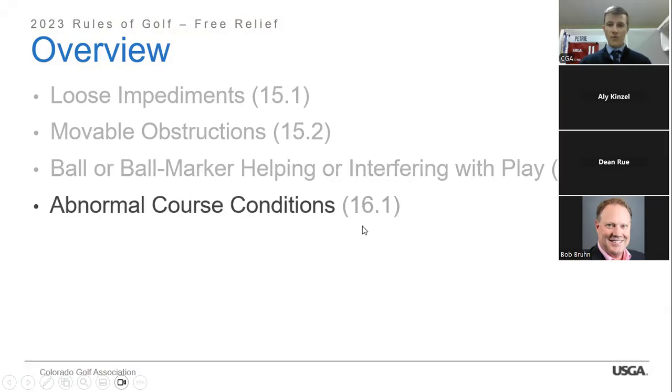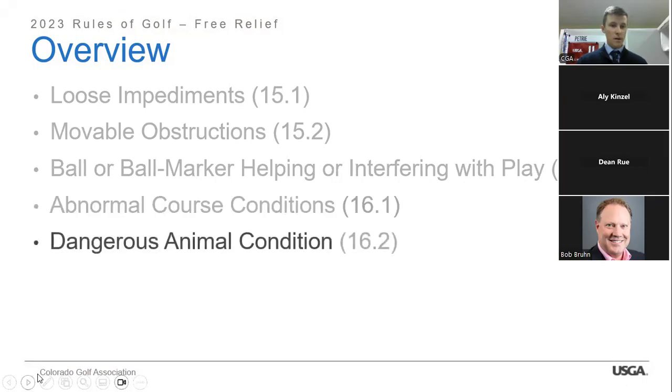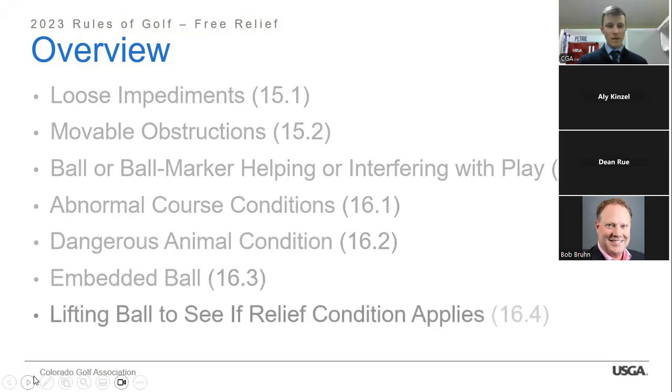And then getting into rule 16, we're going to look at abnormal course conditions, that is animal holes, ground under repair, temporary water, and immovable obstructions. Dangerous animal conditions, some interesting stuff there too, and embedded ball, as well as lifting the ball to see if relief conditions apply. So a lot of stuff going on here. We'll crack right on, get into rule 15.